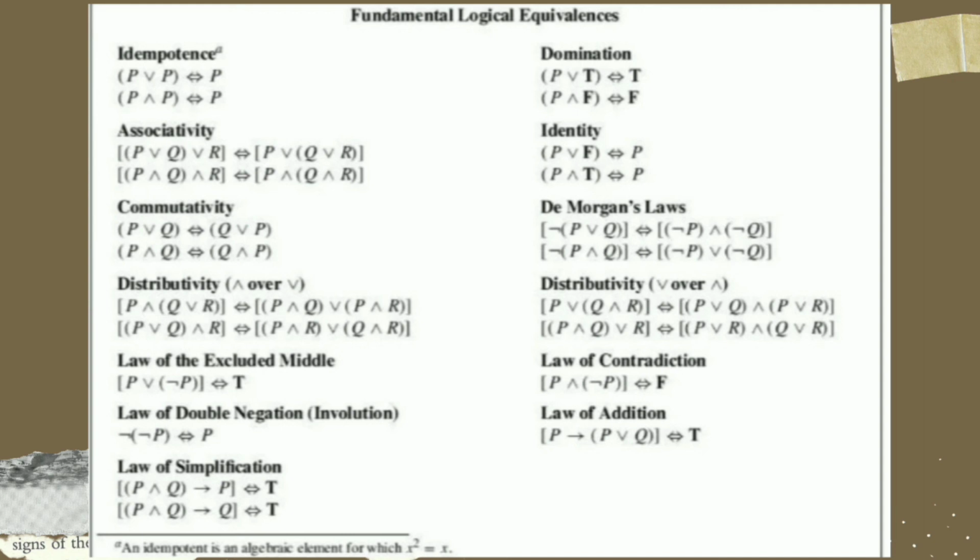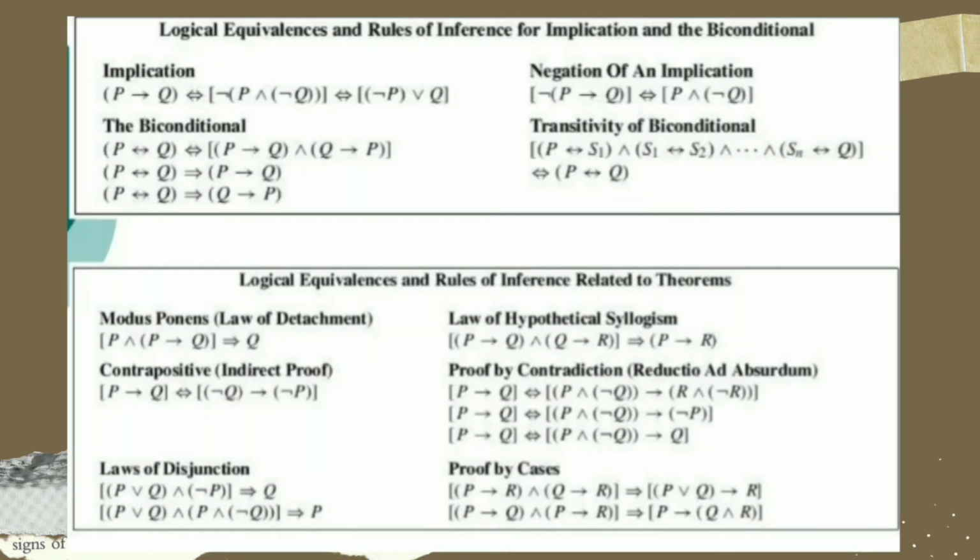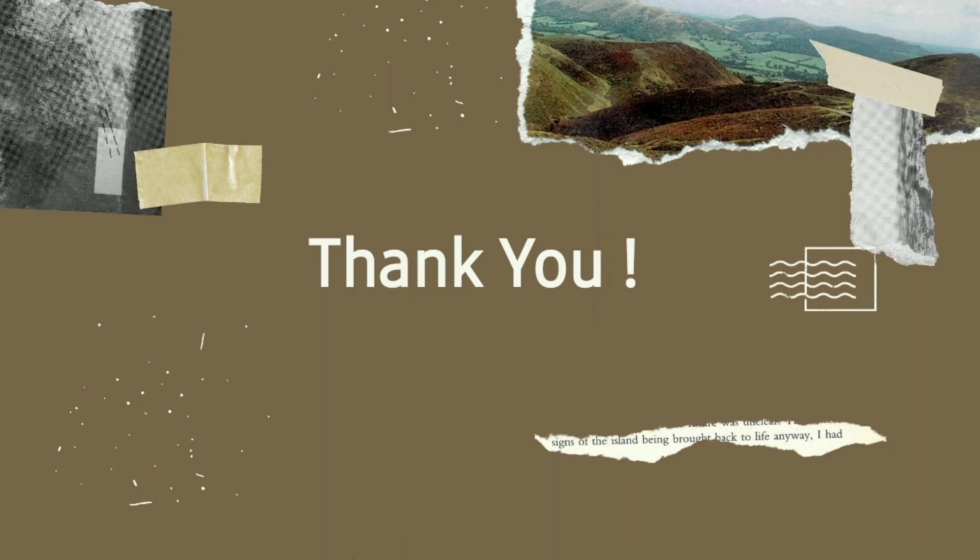The fundamental logical equivalences include idempotence, associativity, commutativity, distributivity, law of the excluded middle, law of double negation, law of simplification, domination, identity, De Morgan's law, law of contradiction, and law of addition. Then we also have logical equivalences and rules of inference for implication and biconditional, and rules of inference related to theorems. That's all. Thank you.